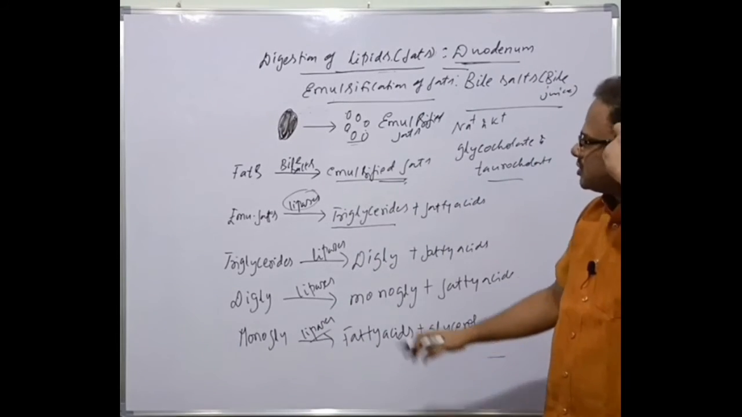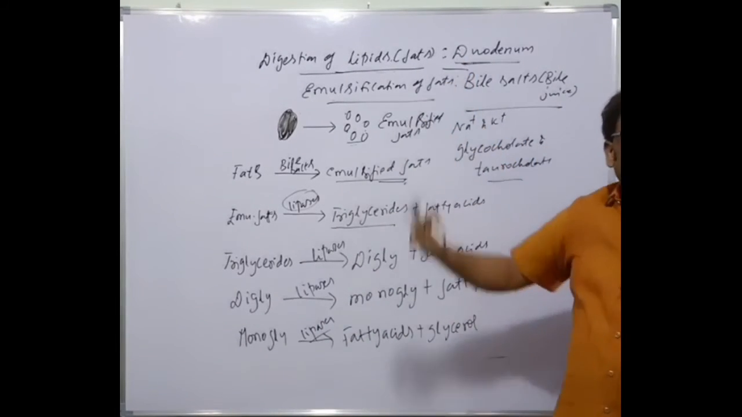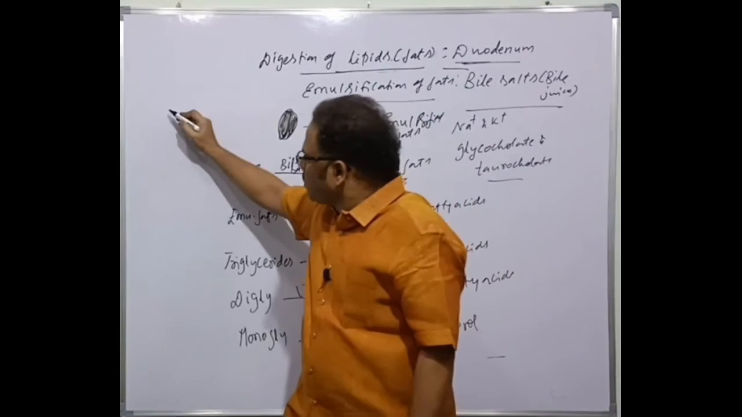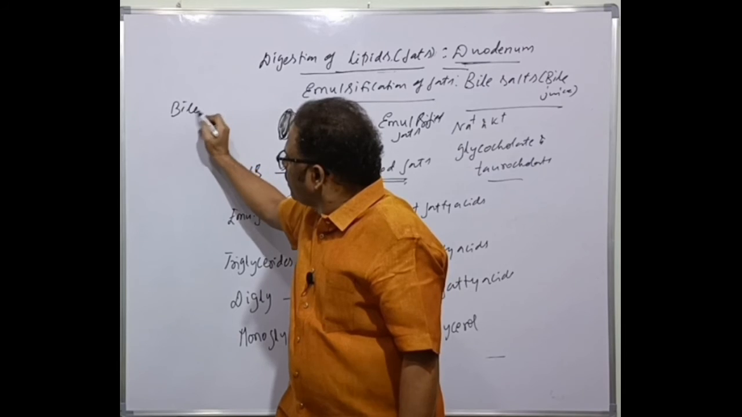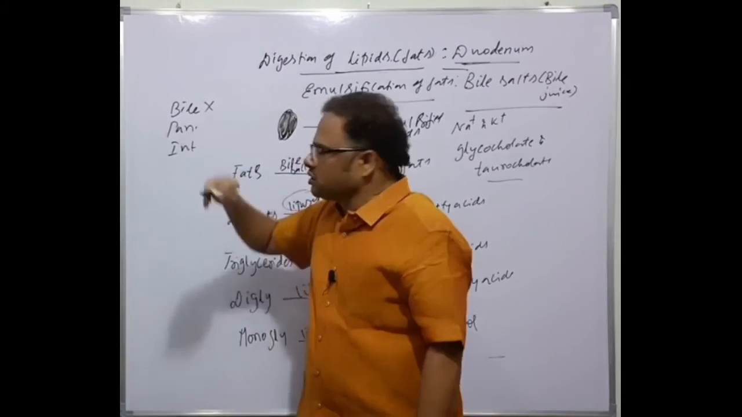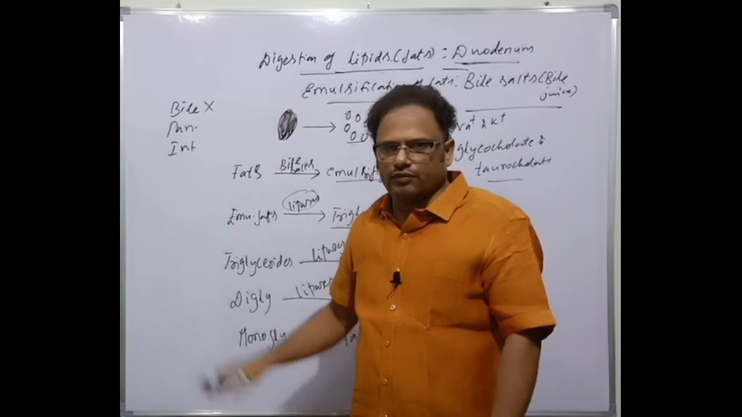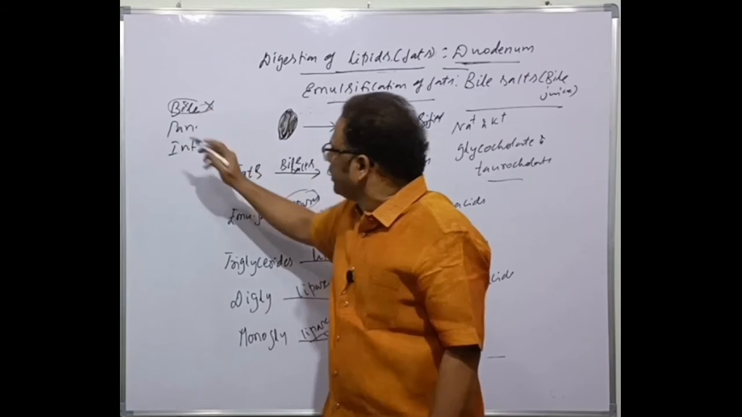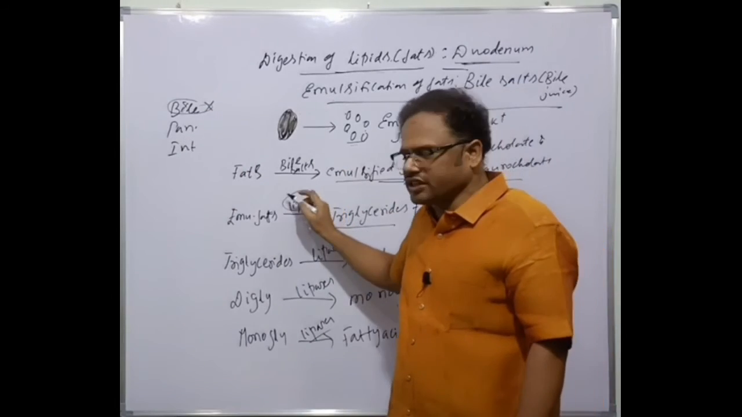These lipases, which one are we discussing here? The duodenum. Three juices are there: the bile juice, pancreatic juice and intestinal juice. The bile juice does not have any enzymes, including lipases. So the bile juice we are not discussing here, but it contains the emulsifying agents. Here we are discussing lipases.